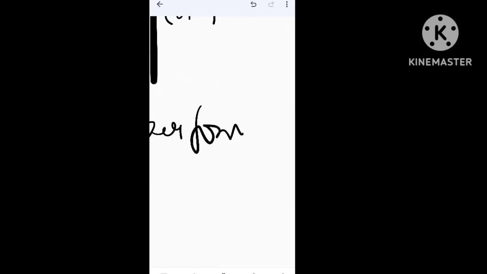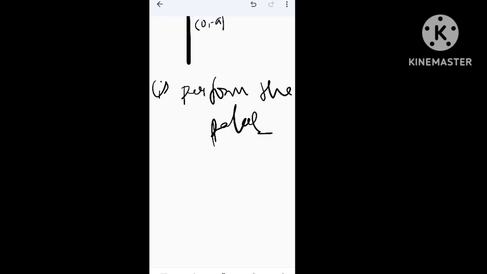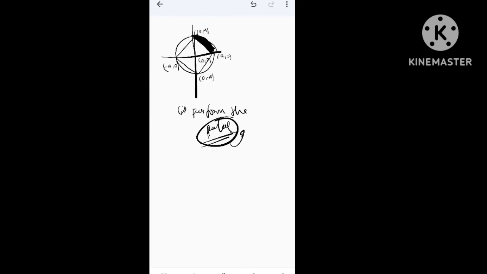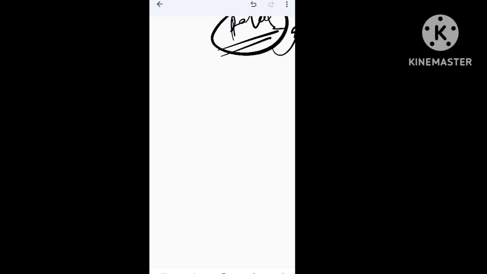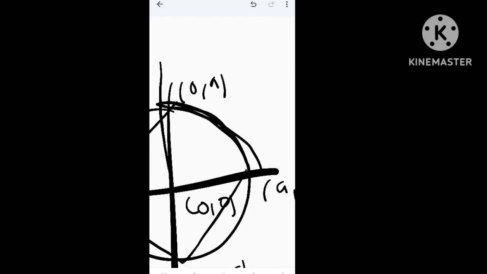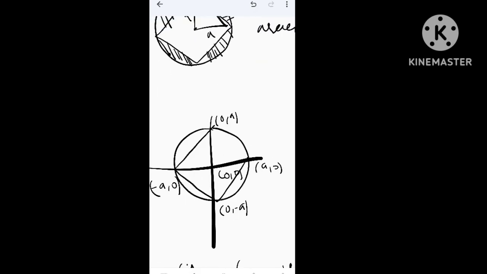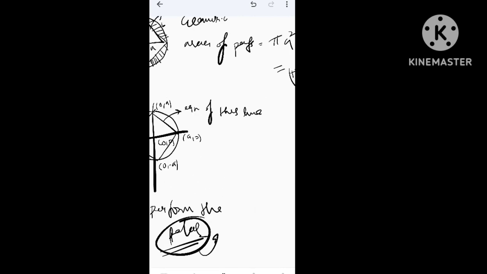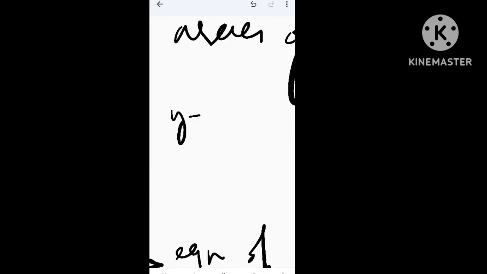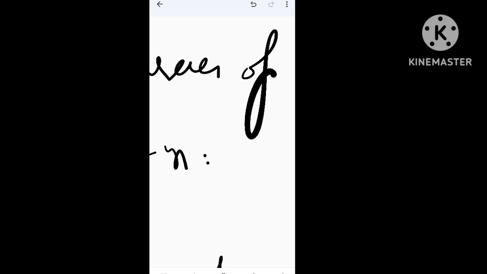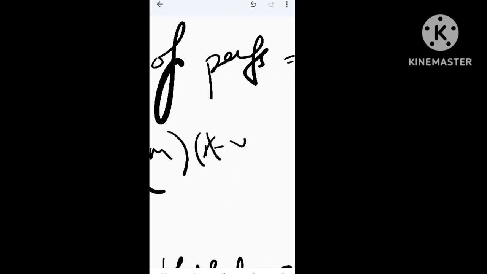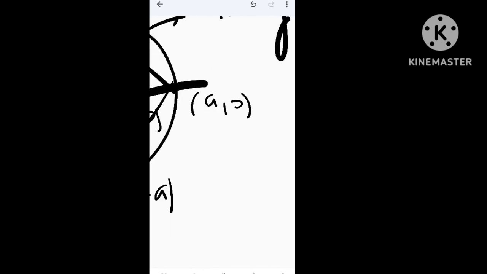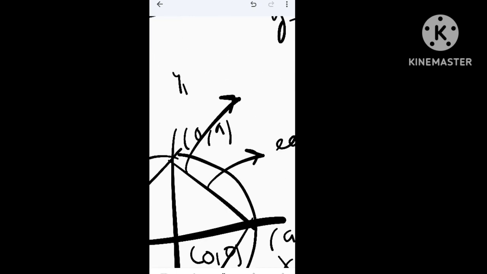One more thing: I'm going to perform the integration using polar coordinates, which will be helpful so we can visualize how integration is done in polar coordinates. So let's start. What is the equation of this line? Look carefully. If I were to write the equation of a line, y minus y1 is equal to m times x minus x1.